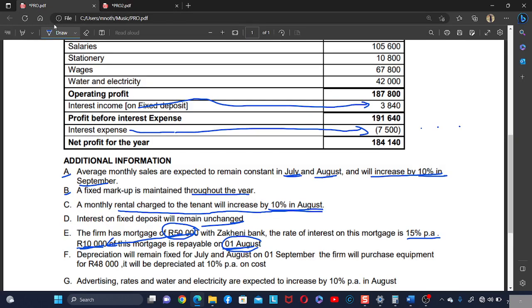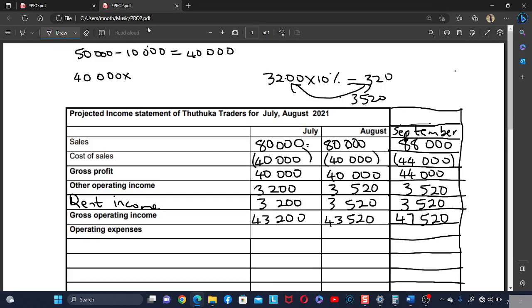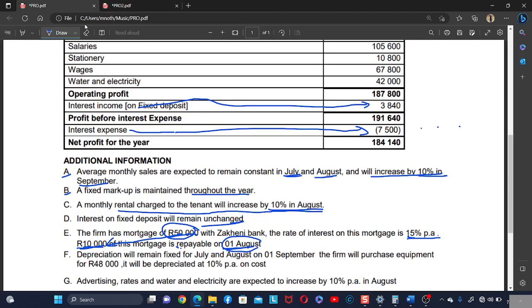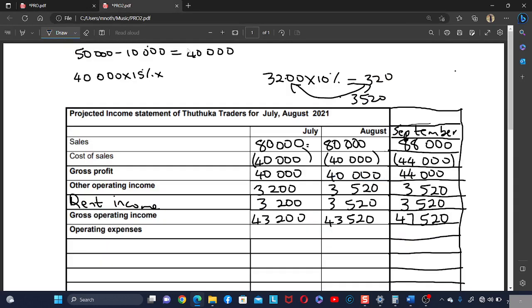So now we have to calculate the interest on mortgage on the different amount. Okay, so 40,000 times 15%. We want to know that since now the mortgage is 40,000, how much is the interest on mortgage?